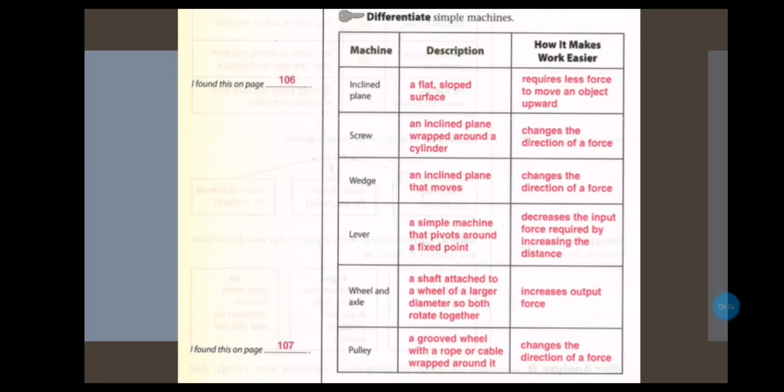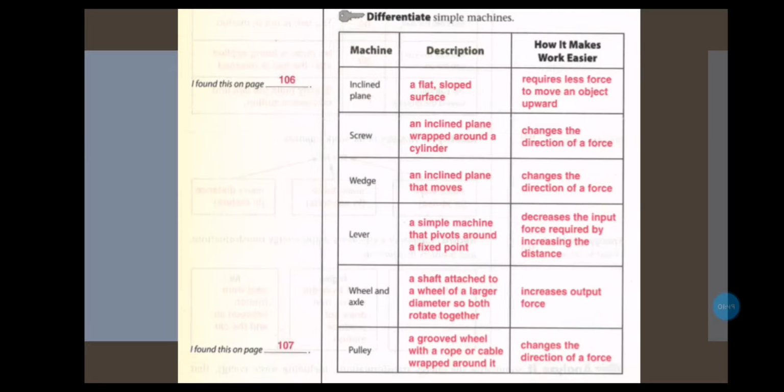Now the screw, it's an inclined plane wrapped around a cylinder. It changes the direction of a force. Now the wedge, it's an inclined plane that moves. It also changes the direction of a force. The lever, it's a simple machine that pivots around a fixed point. It decreases the input force required by increasing the distance.